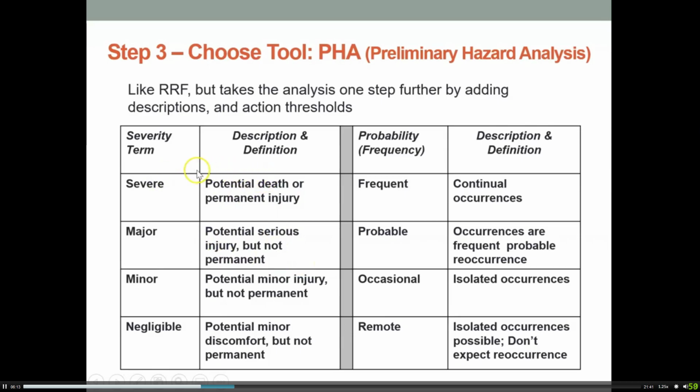So severe, it's defined here as potential death or permanent injury, and you can put whatever is necessary here depending on the risk assessment that you're carrying out. Negligible is potential minor discomfort, but it's not permanent. Then the probability, the frequency, is where you've got continual occurrences, and your remote then is defined as where you have isolated occurrences possible and you don't expect a reoccurrence to happen. So you can use any wording here in your preliminary hazard analysis.